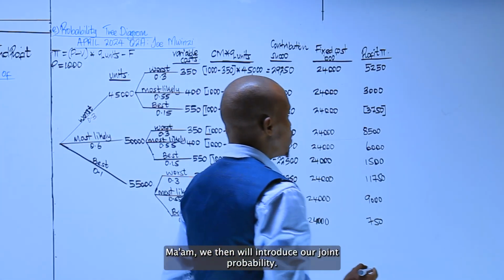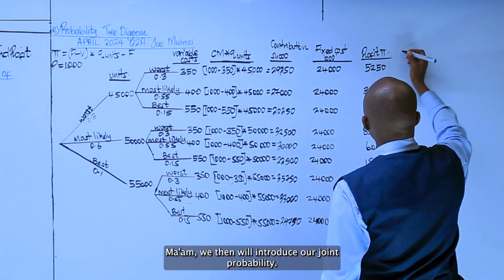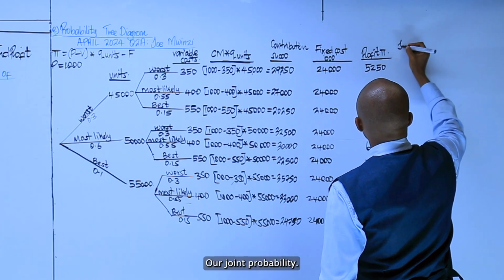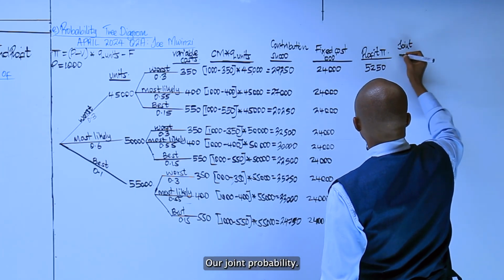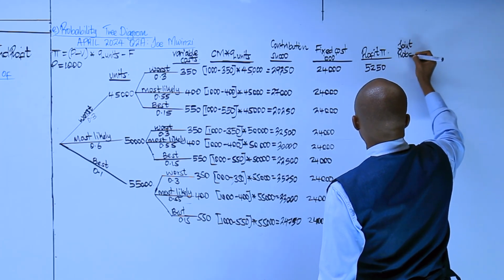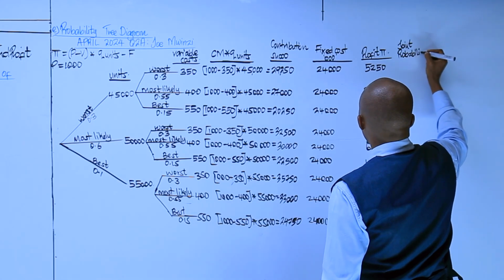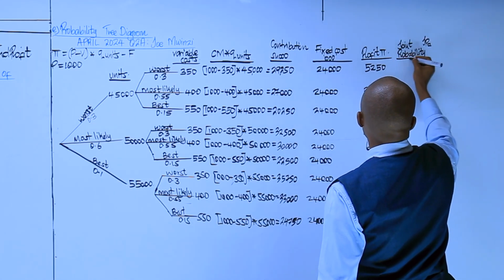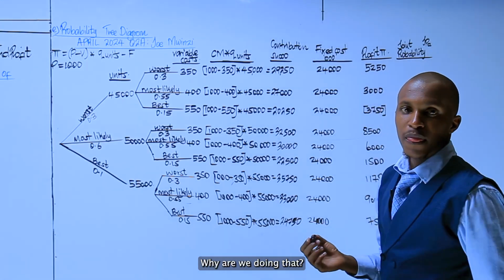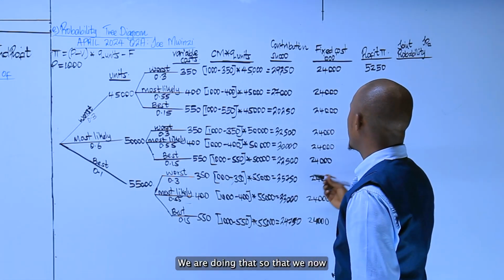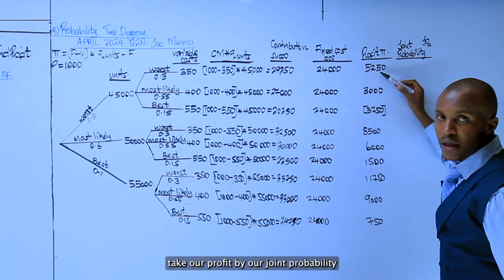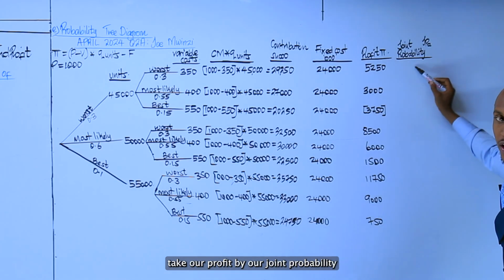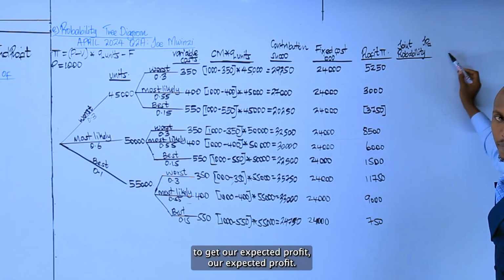We then will introduce our joint probability, which we simply denote as JPO. Why are we doing that? We are doing that so that we now take our profit by our joint probability to get our expected profit.